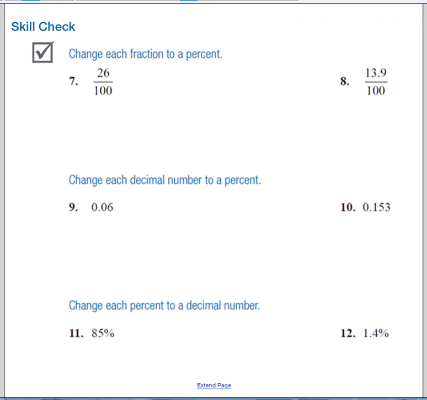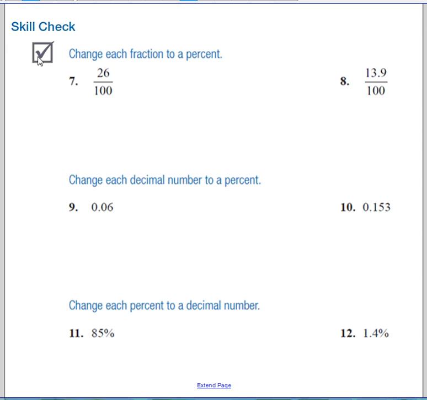So here are some examples for you to work with. Change each fraction to a percent. Notice the two fractions you're given are out of 100, so you can look at just the numerator to get your percent, because percent means out of 100. So you would have 26% or 13.9%.